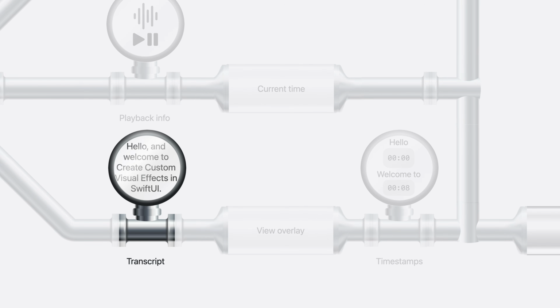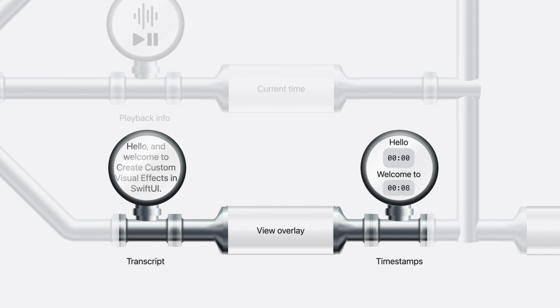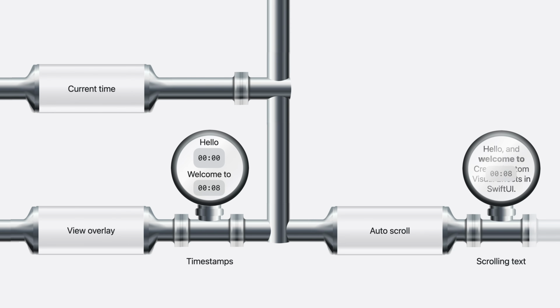Well, the time pipe can do more than that. The transcript pipe was transformed to have timestamp overlays, but it does not know about the current time, and therefore cannot scroll correctly. I can connect the same time pipe to form a pipeline of time-synced scrolling text.